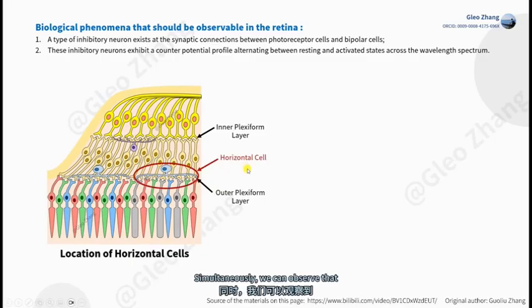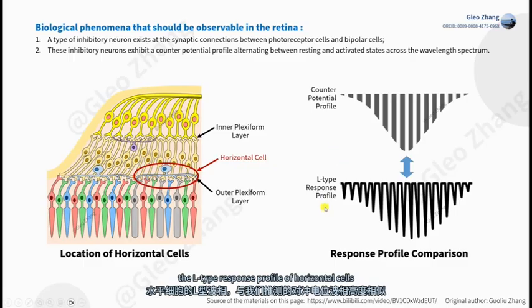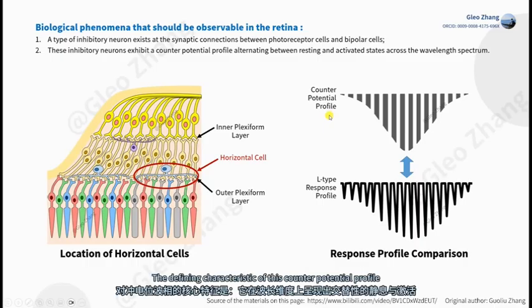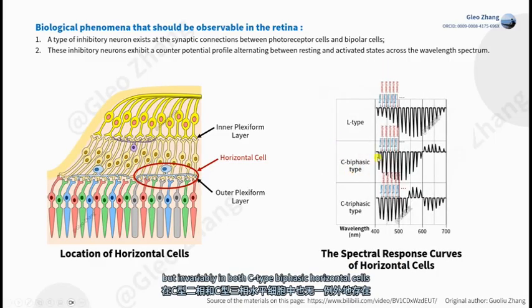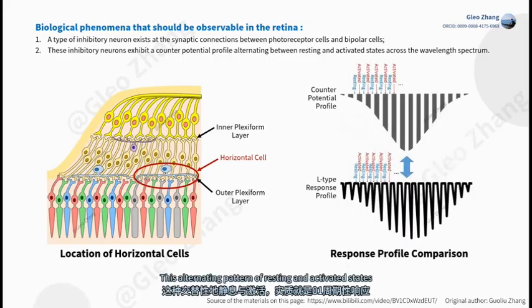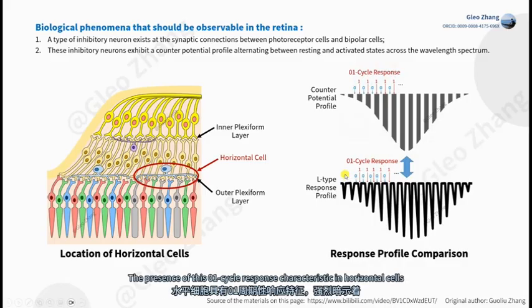Simultaneously, we can observe that the L-type response profile of horizontal cells shows remarkable similarity to our hypothesized counterpotential profile. The defining characteristic of this counterpotential profile is its alternating patterns of resting activity states across the wavelength spectrum. This core feature is present not only in L-type horizontal cells, but invariably in both C-type biphasic horizontal cells and C-type triphasic horizontal cells as well. These alternating patterns of resting activity states essentially represent the Z1 circle response. The presence of the Z1 circle response characteristic in horizontal cells strongly suggests that the biological retina most likely employs the Z1 circle law in its functioning.